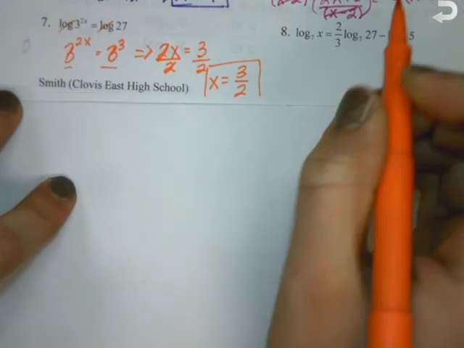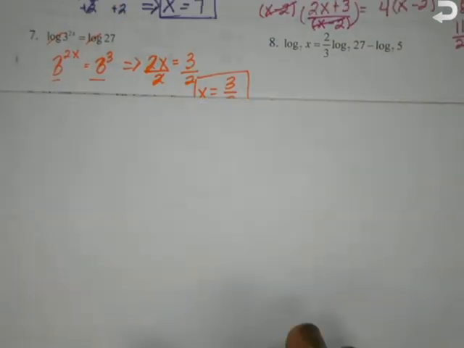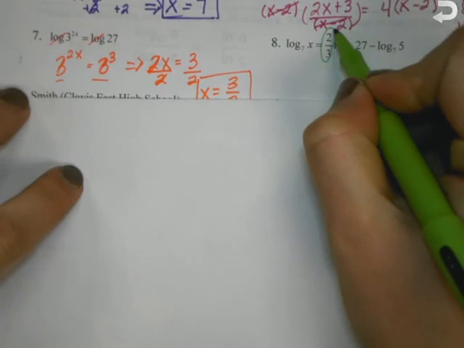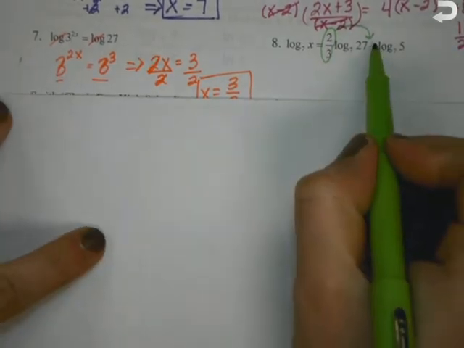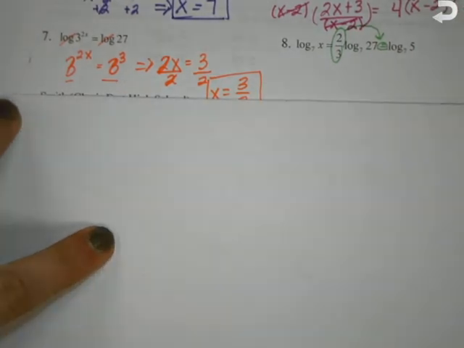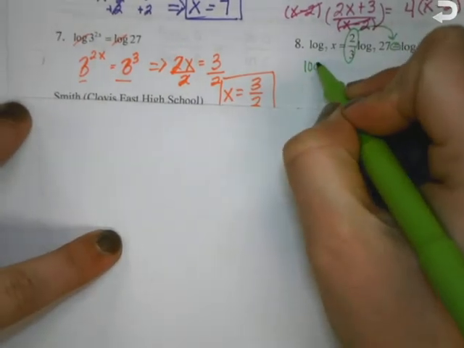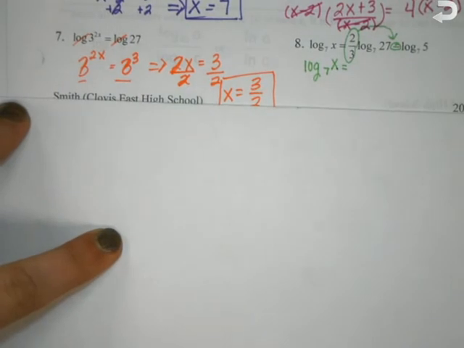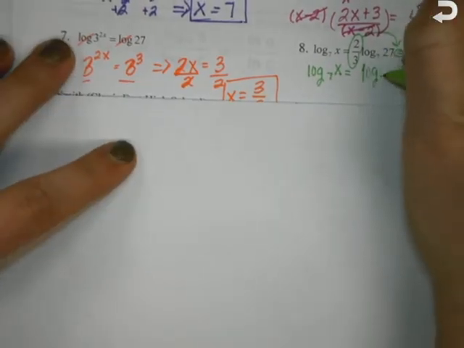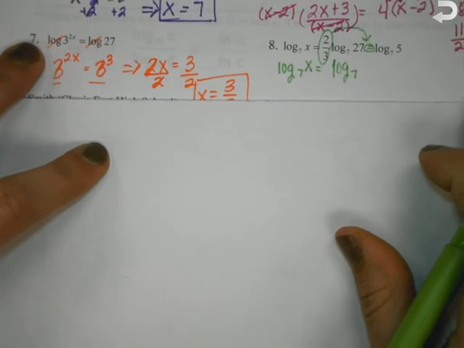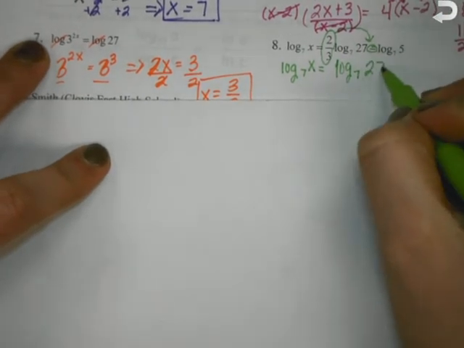Last one, number 8, utilizes a lot of rules. What rules do you see? Power. I see power rule, right? So we need to bring 2/3 up to the 27, and there's also quotient, right? So this is log base 7 of x equals log base 7 of 27 to the 2/3 over 5.